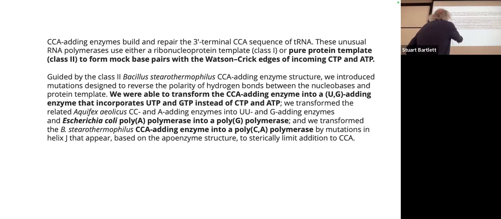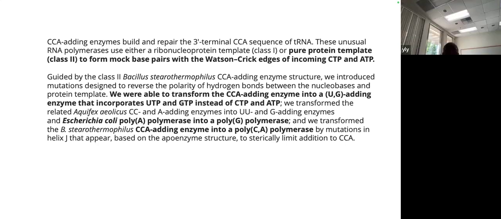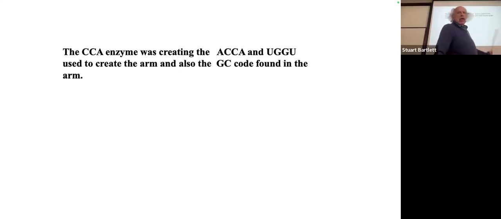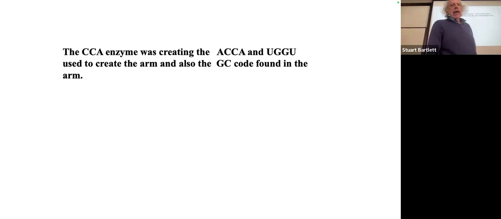And we transformed this CCA enzyme into a poly-CCA by mutations in this other helix, which I'm not going to go into. So the CCA enzyme was creating the AGGA and the UGGU used to create the arm and the GC code found in the arm. So the question is, where did this stuff come from? It came from the fact that the CCA enzyme was creating these tetramers and trimers.